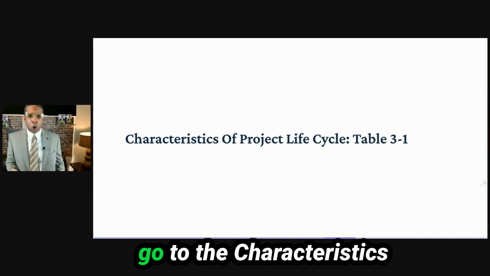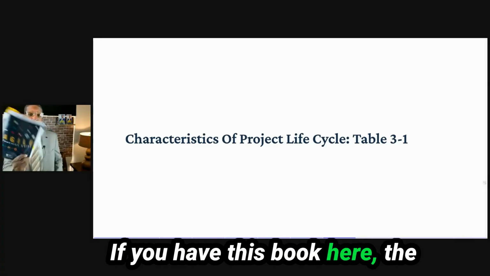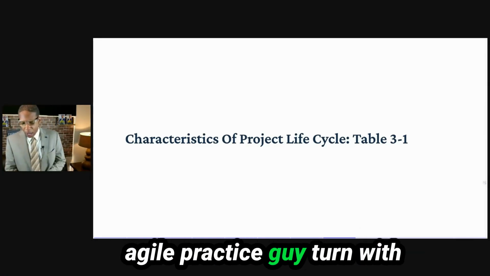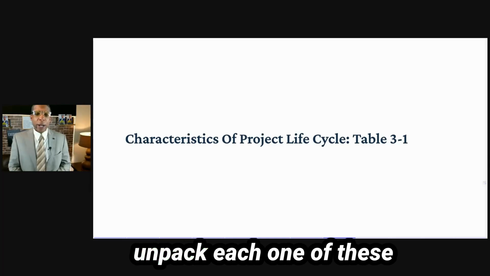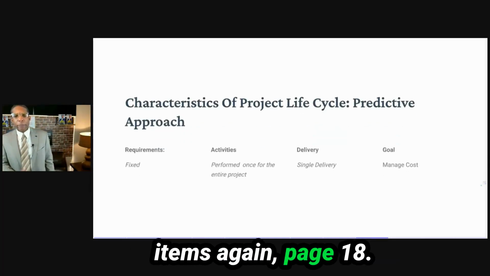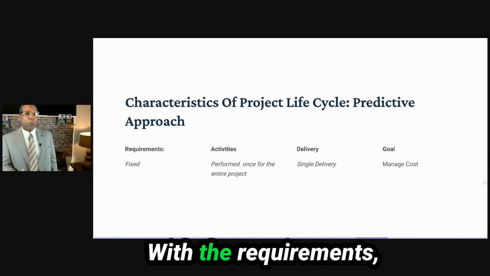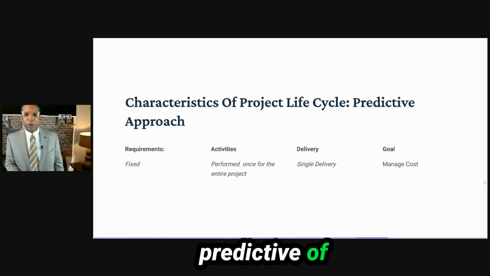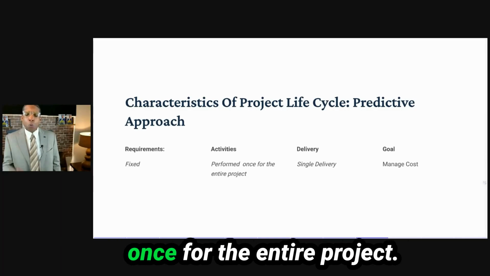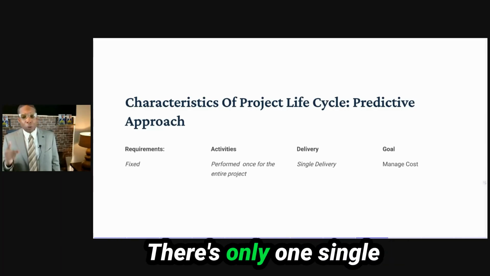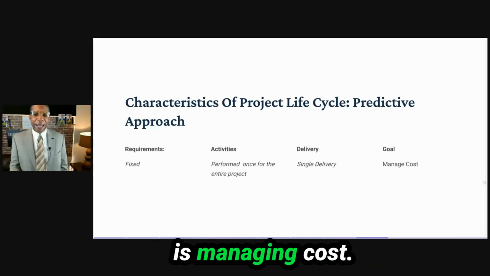Now, family, we're going to go to the characteristics of the project lifecycle. If you have this book here, the Agile Practice Guide, turn with me to page 18, again, page 18, and we're going to unpack each one of these items. So the approach is predictive. With the requirements, predictive life cycles have a fixed requirement. Their activities are performed once for the entire project. There's only one single delivery, and the goal for a predictive approach is managing costs.